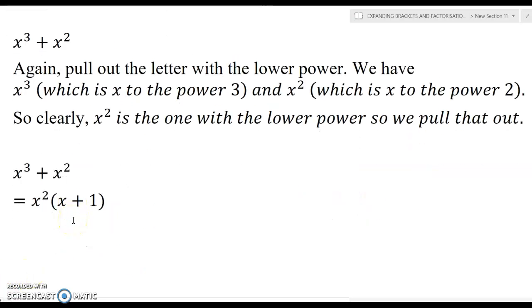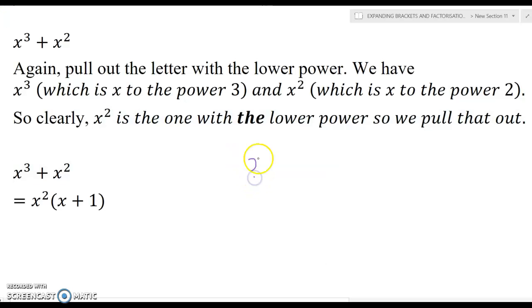So let's look at this nice interesting question here. We have x to the power 3 plus x to the power 2, right? And as I said, we have that common letter of x, but we have different powers. What we're going to do is pull out that common letter with the lower power, which is x to the power 2. And now let's put our brackets.